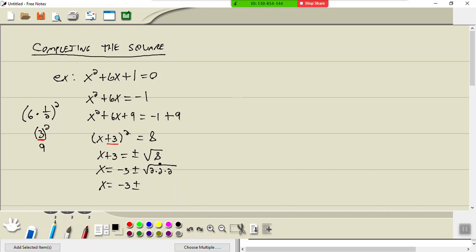Remember with square roots, we're looking for pairs of something. Here's a pair of 2, so a pair of 2 is going to come out in front as a single 2. And we get x equal to negative 3 plus or minus 2 square root of 2.